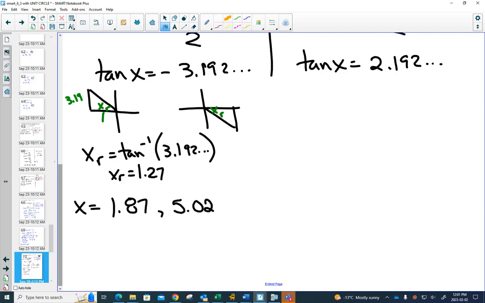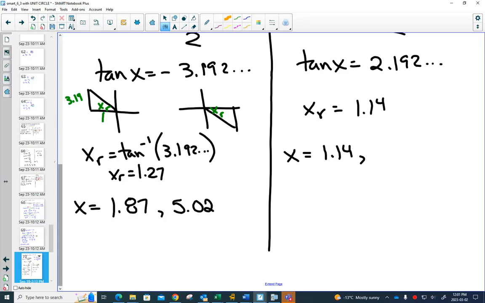Same thing here on this side. We would do the same thing to find our reference angle, which is 1.14. Tan is positive in quadrant 1 and in quadrant 3. And those would be our final answers.